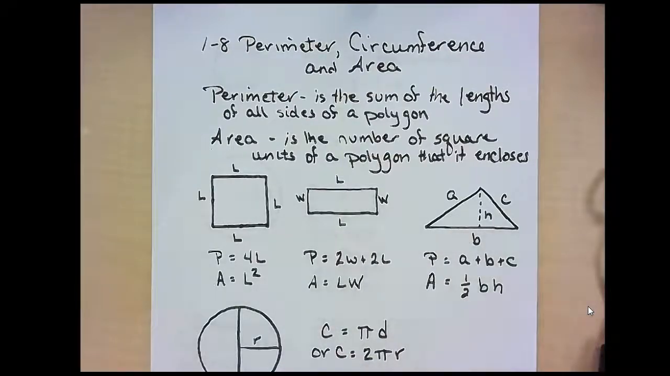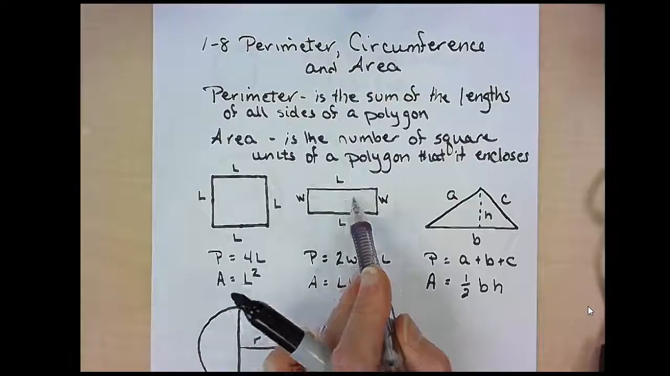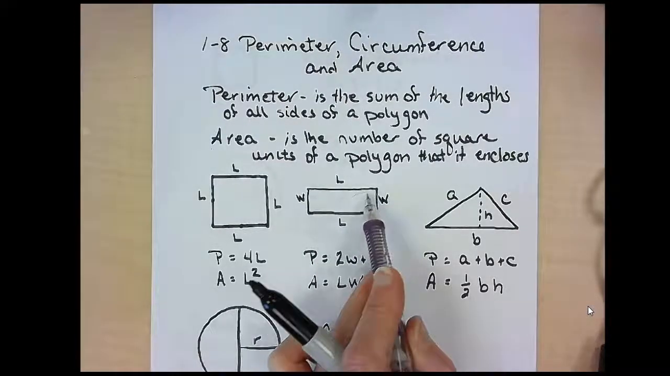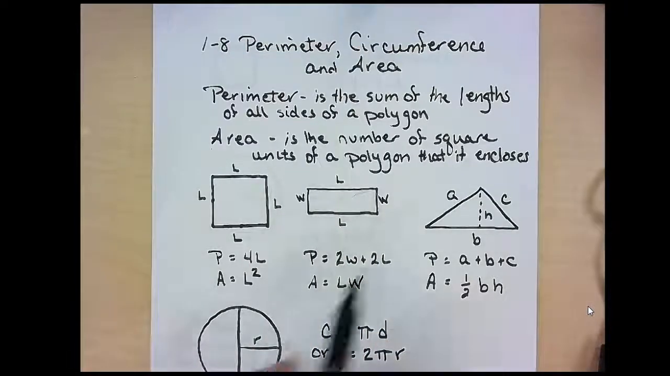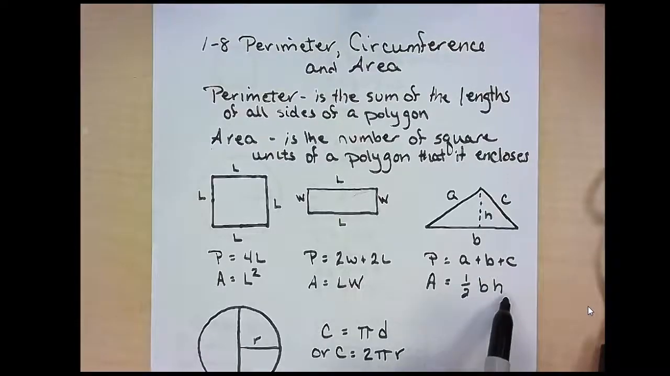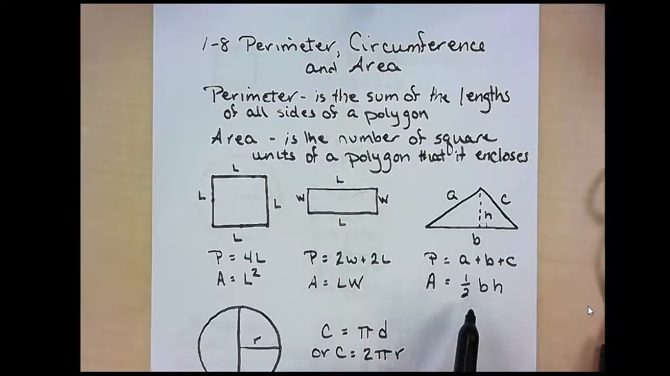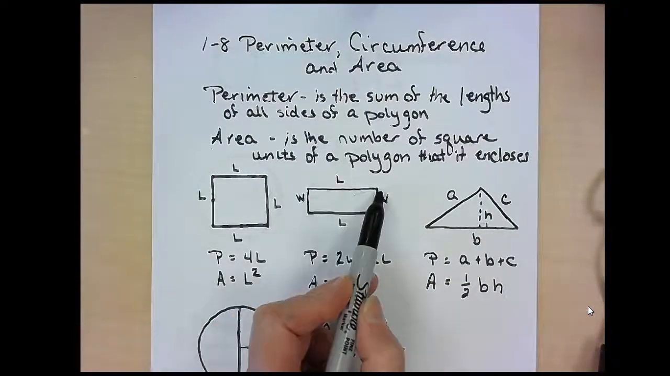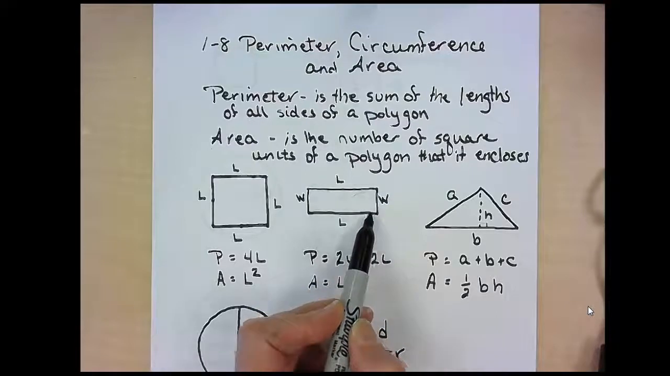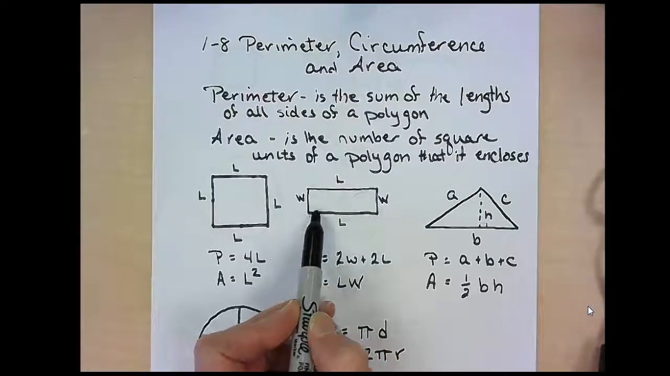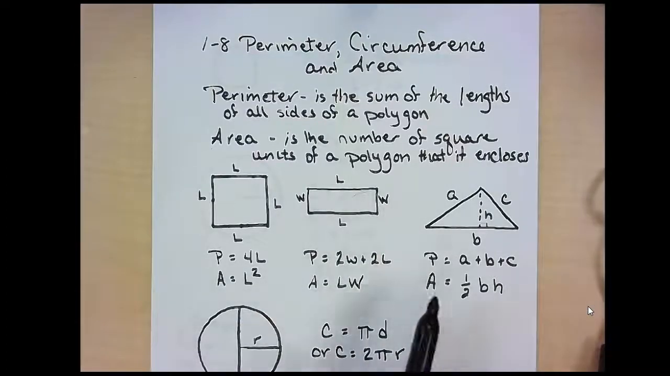Triangle, if you look at my original rectangle here, a triangle is half that amount. So you take, for area, 1/2 base times height. So whatever this line that is dashed, your height is perpendicular to. So in this rectangle, W would be your height, L would be your base of that triangle. To do your perimeter, just add all your sides, A plus B plus C.